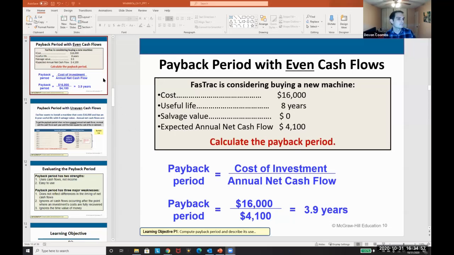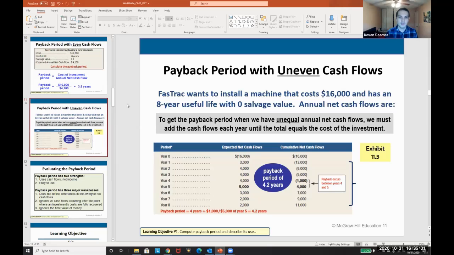So we talked about even cash flows, but we have an issue: normally we don't have even cash flows, right? We have this concept of uneven cash flows. And a good example is the college degree we talked about. I'll go over that to make it a little more applicable, but we can also use the book's example first.